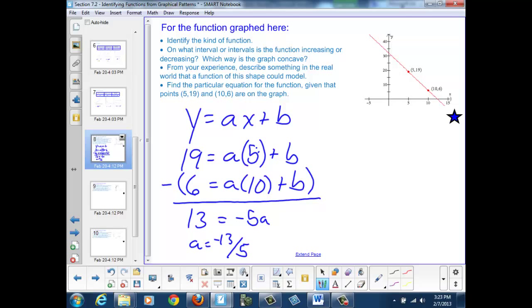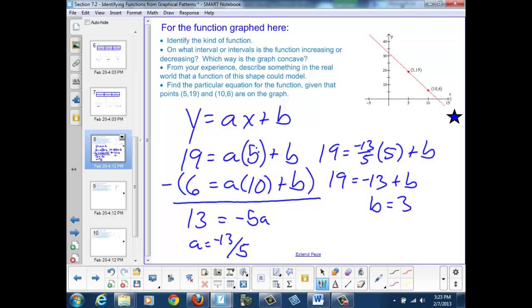I'm going to use that information and go back and substitute into one of my 2 equations. I'm going to use the first equation, so 19 is going to equal negative 13 over 5, substituting for a, times 5, plus b. So that tells me that 19 is equal to negative 13 plus b. So b is equal to 32. That tells me that my final equation for this line is y equals negative 13 fifths, my value for a, times x plus 32.